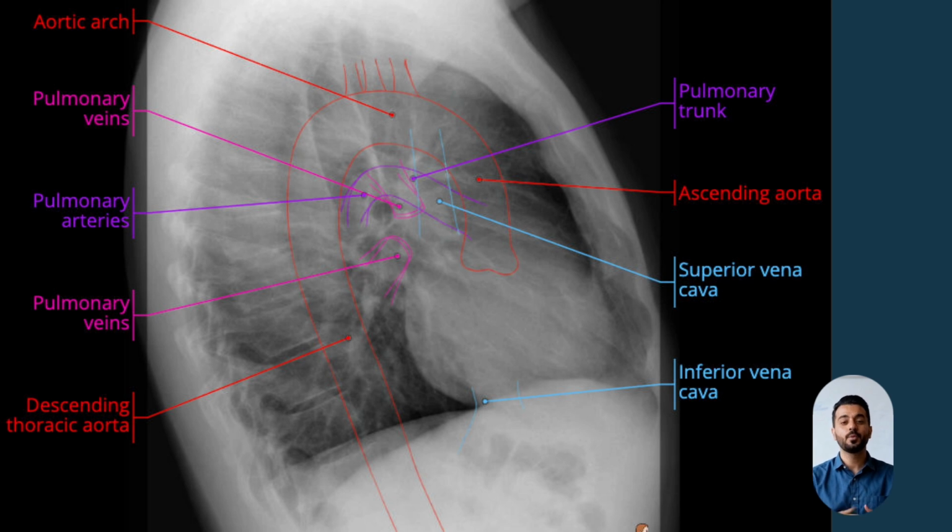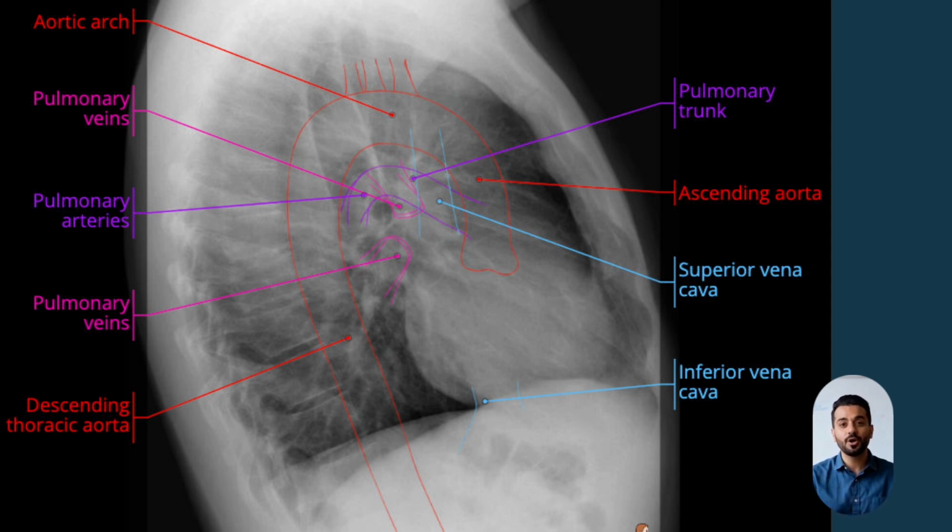Here is the lateral view. This gives us the depth we cannot see on the front view. Here is the aortic arch curving over the top. Follow it down. That is the descending aorta running along the spine. In front, the ascending aorta comes up from the heart. You can also see the SVC, the superior vena cava, which brings blood back to the heart from above, and the IVC, the inferior vena cava, which brings blood back from below. The pulmonary veins carry blood from the lungs back to the heart. You will not always get a lateral view, but when you do, it gives you very useful information.